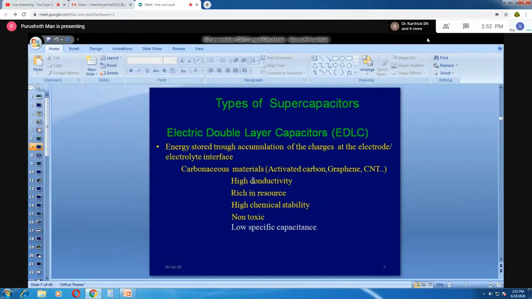Generally, the carbon-based materials like activated carbon, graphene, CNT will exhibit an electric double layer behavior. These have very high conductivity and different resources, and the chemical stability is very, very high. This is non-toxic also. But the problem with this kind of electric double layer capacitor is this will give only very low specific capacitance.